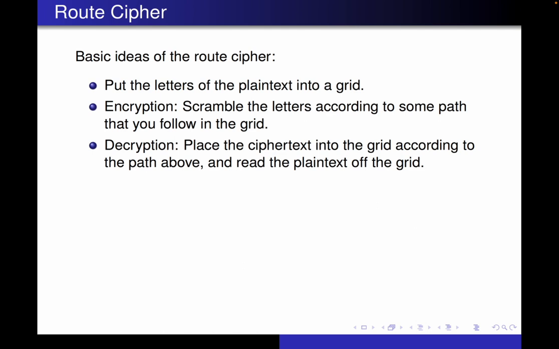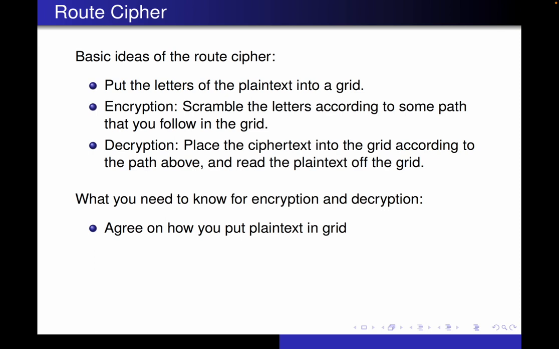We place the ciphertext into the grid according to what the path is that we use to encrypt it, and then we read the plain text off the grid in the orderly way that we originally wrote it. So, what kind of information do we need to know in order to encrypt and decrypt our messages? Well, of course, you need to agree about how to put plain text into the grid. We'll talk about that. That's not part of the key. That's just part of how the cipher works.